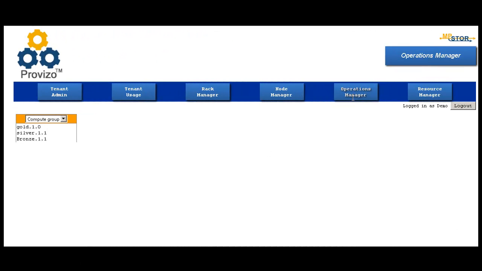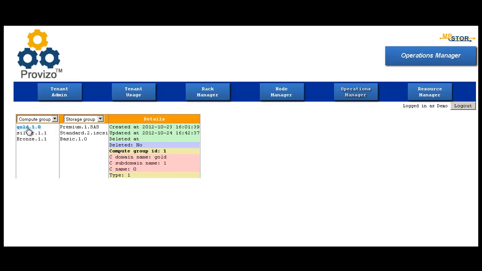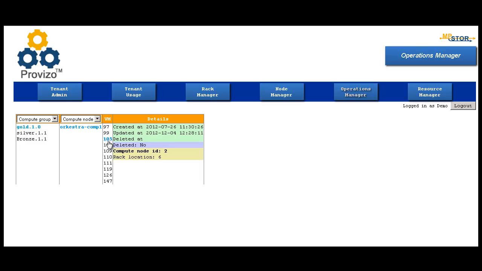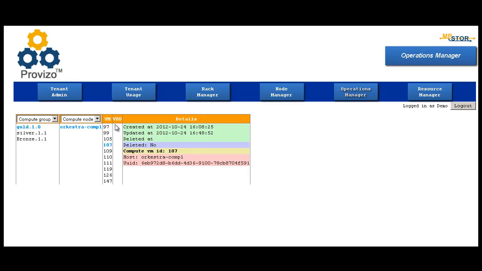The Operations Manager tool allows me to view the CMDB of my cloud, and it allows me to look at the important relationships between various entities in the cloud. So, for example, I can look at the compute group view of the cloud, or racks and their usage, or projects. So as an example, if I look at compute group gold, if I look at the compute nodes associated with that, I can see all of my VMs. I can then see which virtual block devices, if any, are being used by those VMs.